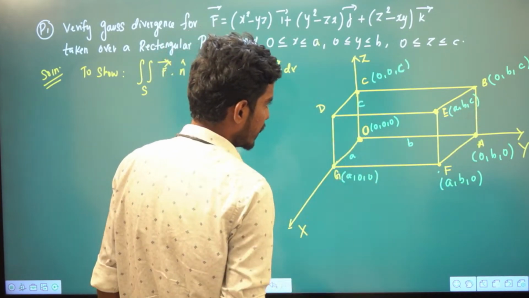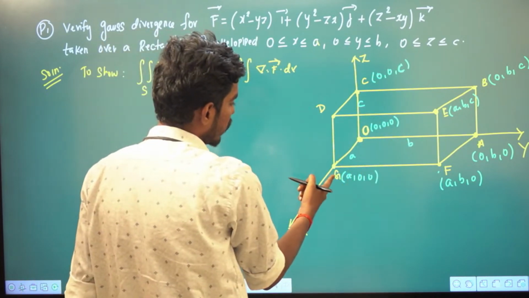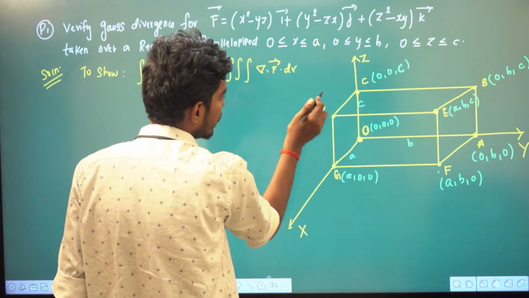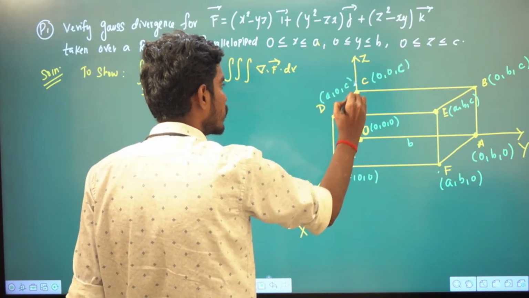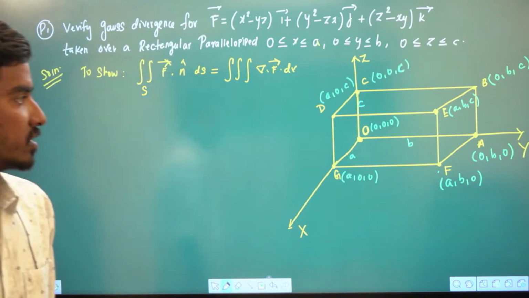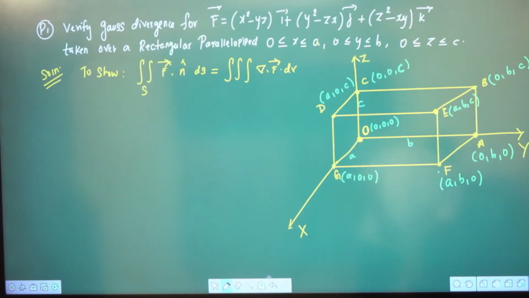I think you have completed all the points, right? So now what is d? From a comma 0 comma 0, we are moving in the z axis. So it is a comma 0 comma c. The vertices naming is very important. I think the vertices namings are clear, right?